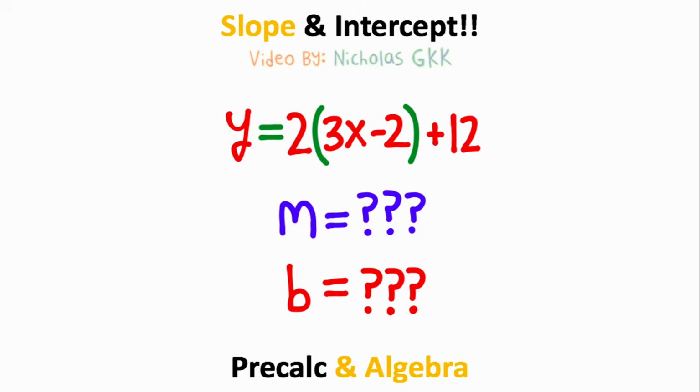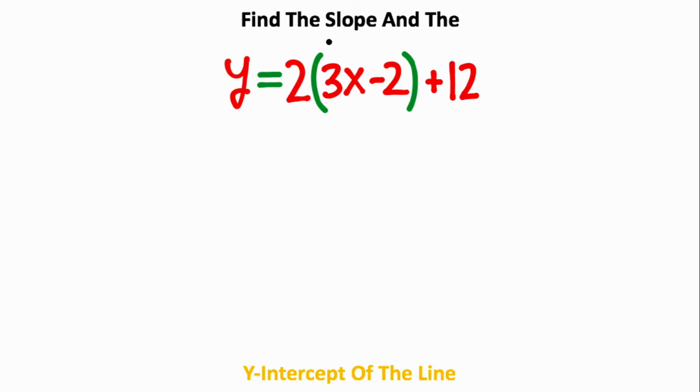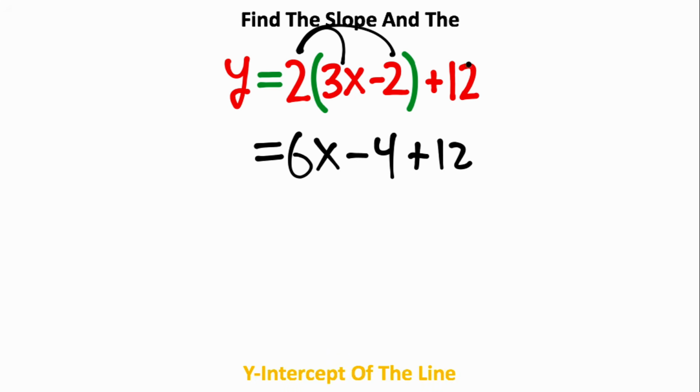What you see on the screen is an equation for some line. Find the slope and the y-intercept of the line. Now, to solve this problem, what I'm first going to do is take this 2 and distribute it into the parentheses. So we'll have 2 times 3x, which is 6x, and then we'll have 2 times negative 2, which is negative 4, and then of course we'll add on the plus 12 at the end.